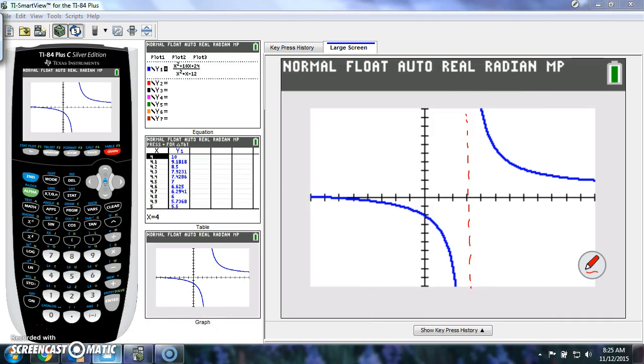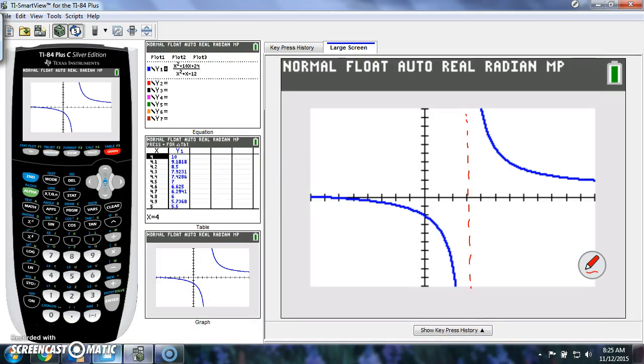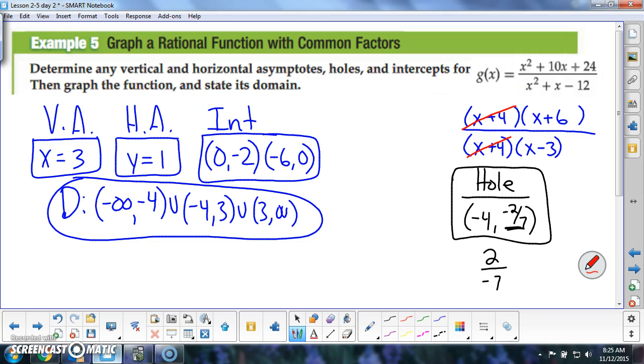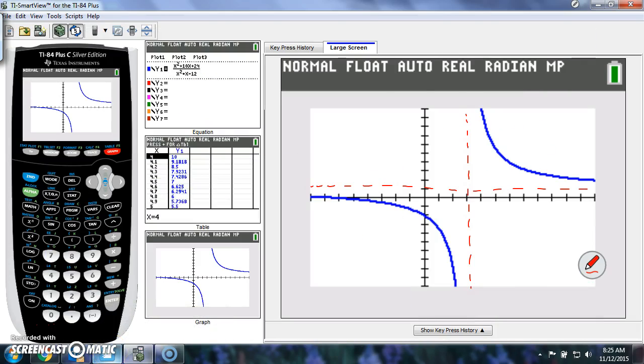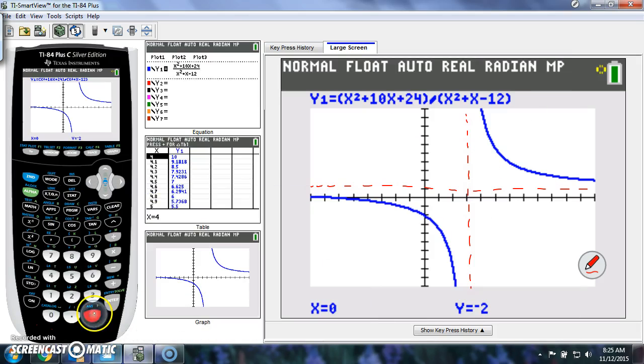Does it appear to be flattening out there at 3? It does. We also said there's a horizontal asymptote at y equals 1. Does it appear to be flattening out at a height of 1? It does. We have a y-intercept at -2, so if I press trace and type in 0, we should see the y-intercept at -2. That confirms it. We also saw an x-intercept at -6. So if I type in -6, it confirms that we have an x-intercept at -6.